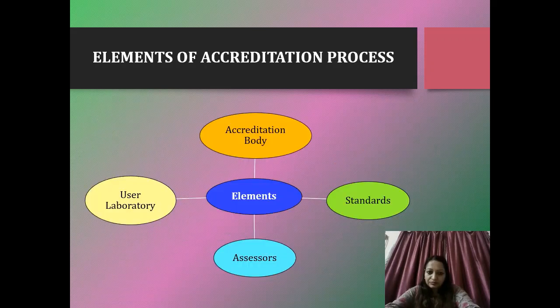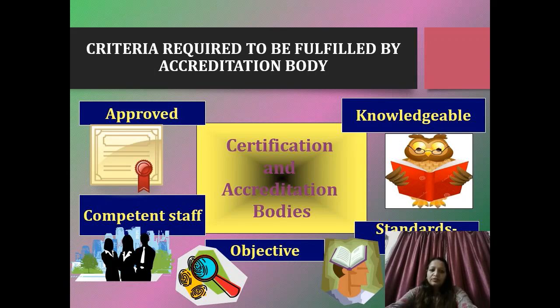So what are the elements of the accreditation process? Very simply, there is an accreditation body which has a set of standards that is universal to all. Those standards will be adopted by a group of individuals known as the assessors, who will visit the user laboratory and see if the laboratory is complying with the elements of those standards. We also have to know the criteria required to be fulfilled by an accreditation body itself before it is considered competent enough to assess others.